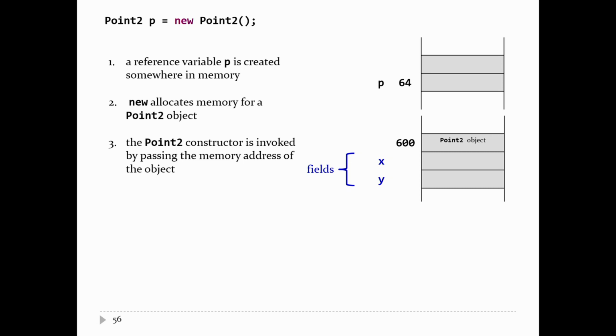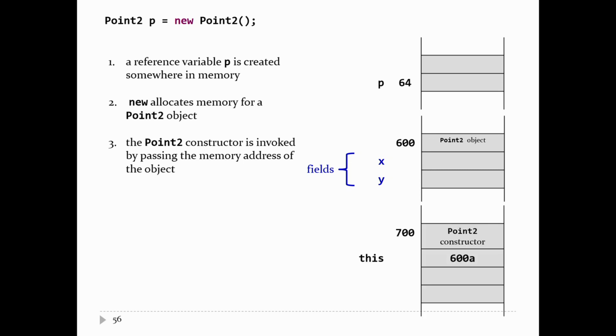The Point2 constructor runs. When it runs, new tells it the address of the object that's being created. So new tells the constructor, hey, the object at address 600 is being initialized. So the constructor runs somewhere in memory. The constructor knows the value of this. It's 600A, the address of the object being initialized.